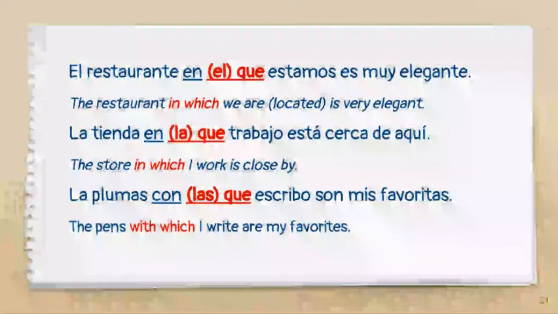You'll notice that just in this particular situation, when I'm using these el que type expressions after a preposition and it's referring to some kind of thing, not a person, when you're referring back to a thing, you can leave out the article if you want. You can skip the el, the la, the los, or the las in these types of sentences. Again, only if you're referring back to an object.